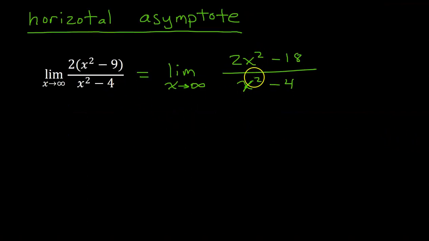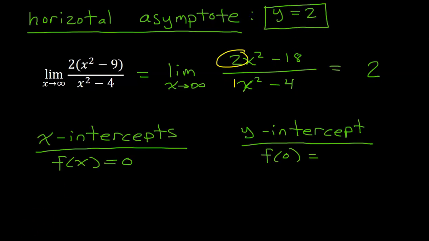Okay, the degree is equal. So the ratio of the leading coefficients, we're just talking about the 2 and the invisible 1. So the limit is simply going to be 2. So that means that the horizontal asymptote here is y equals 2. All that's left is to find the x-intercepts and the y-intercept.